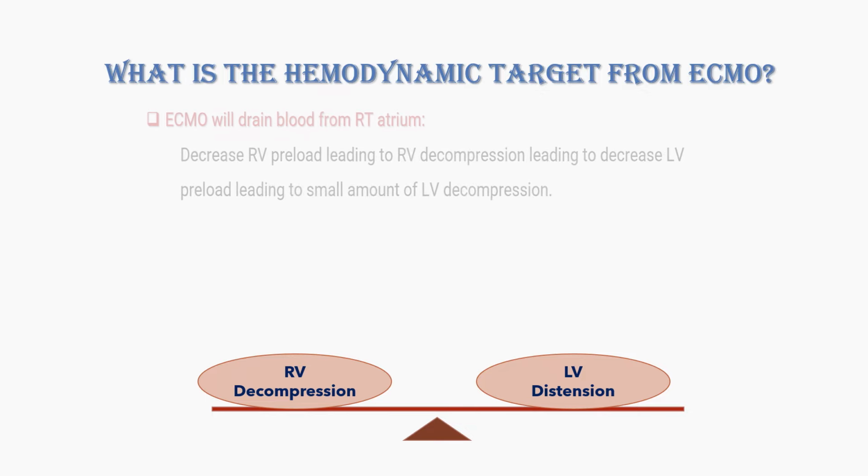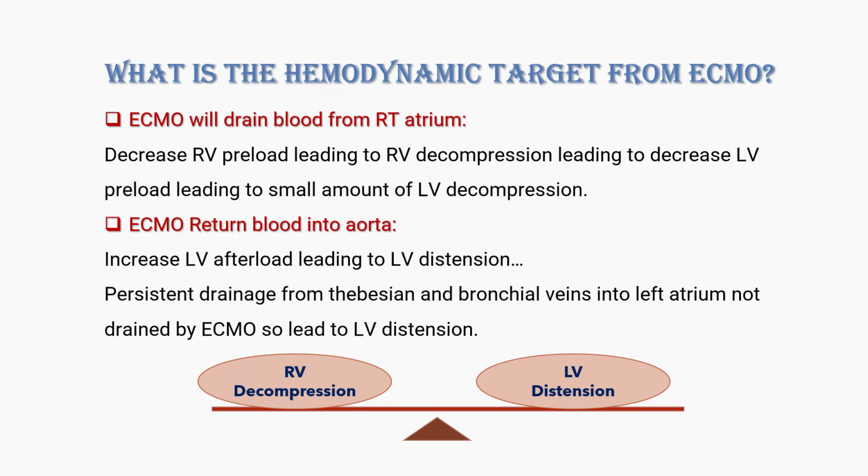There is a complete lecture for VA ECMO unloading in the ECMO series, but I will try to be concise and go through some important tips in this lecture. First, what is the hemodynamic target from ECMO? ECMO drains the right atrium and returns blood back, peripheral VA ECMO returns it to the aorta.